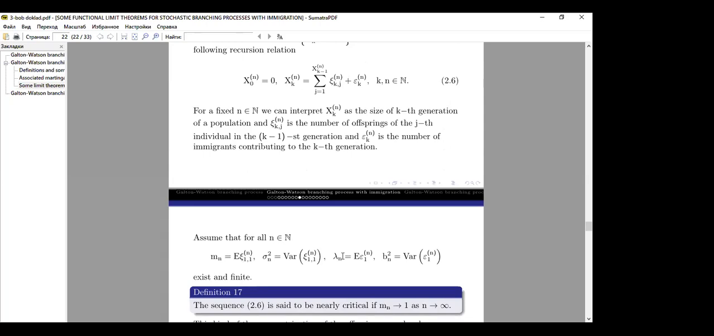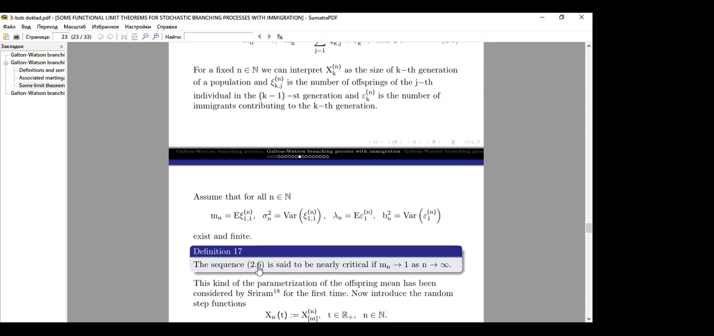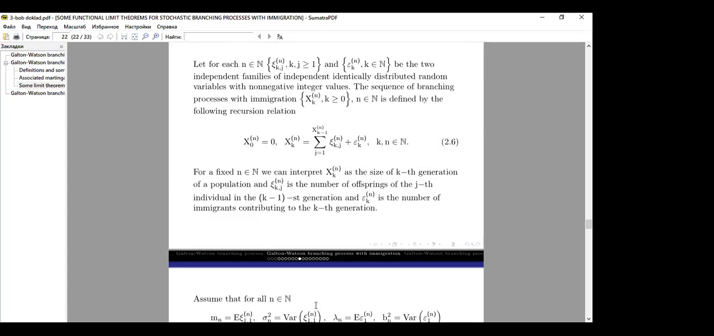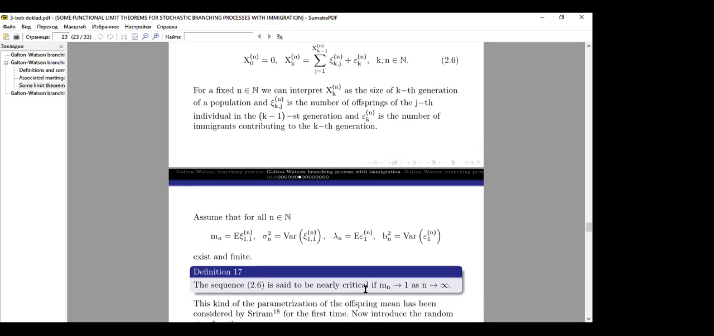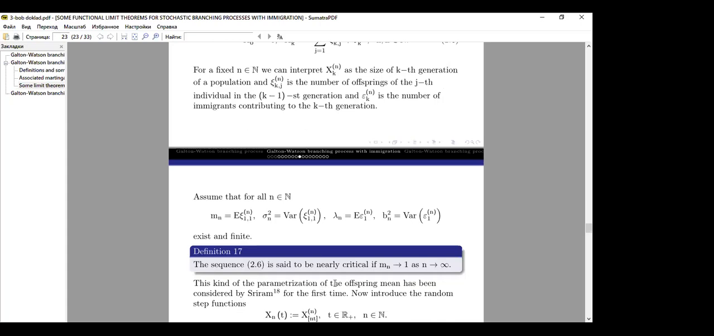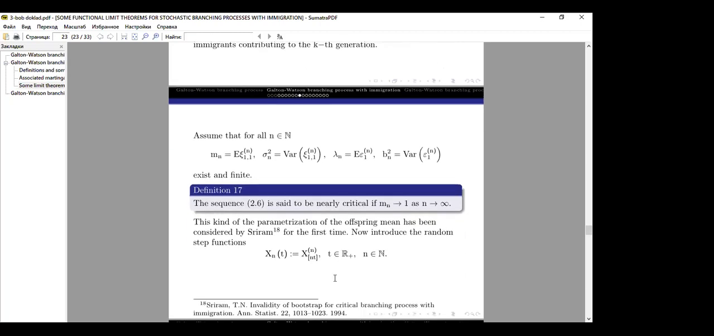We denote by these quantities, and we assume these variables exist and are finite. We have the following definition. The sequence of branching processes with immigration, which is defined by 2.6, is called nearly critical if mn converges to zero and sn converges to infinity. This kind of parameterization was considered for the first time by Sriram. And here I want to provide his theorem.